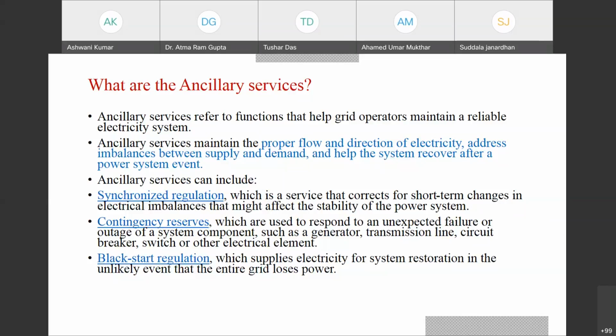Otherwise, there will be a huge loss of economy because of the loss of energy in the market. And this loss will not be sustained in future, because if the market is economically weak, it will not sustain itself, and we cannot have a perfectly reliable system.